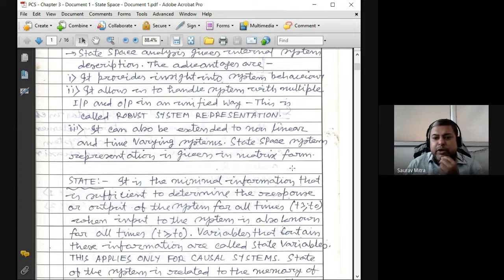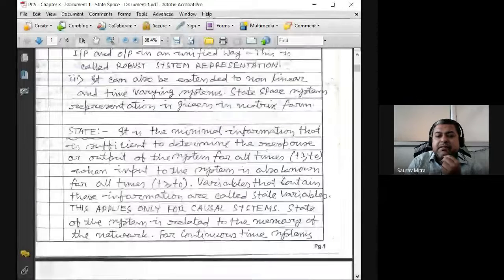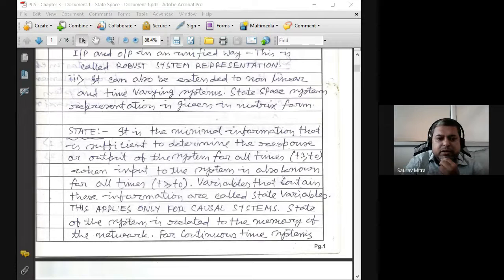State variable system analysis can also be extended to non-linear and time varying systems. Very important third point. So transfer function based system analysis was only for linear and time invariant systems, but state variable systems can be extended to non-linear and time varying systems. State space system representation is given in matrix form. So that's why we can use MATLAB, and in MATLAB also many commands, many things are there. Very easily you can find out very important system features by using MATLAB and state variables to check.